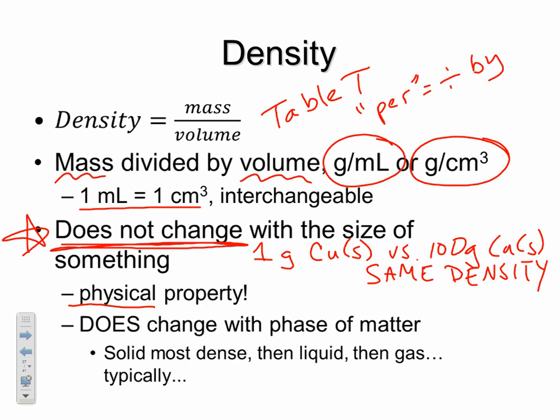But density absolutely does change with phase of matter. It matters what phase of matter you have. Solids are typically the most dense phase of matter for a substance, then liquids, and then gases are least dense. But that is typically. There are some notable exceptions. Hopefully you can think of a really big one. Water. Water is a huge exception to this. Solid water is actually less dense than liquid water. That is why ice floats.